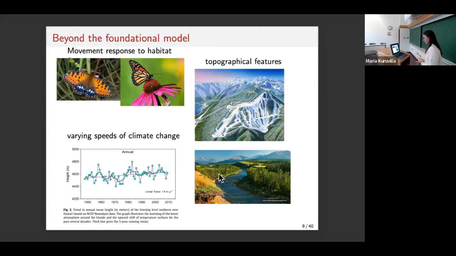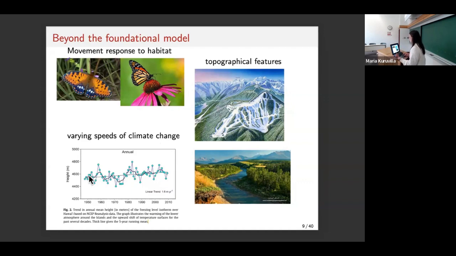Well, some of the things that I'm interested in doing today are talking about movement response to habitat. So this is a specialist butterfly and its response to its preferred habitat, meaning that it has certain flora that it prefers over others, so it will bias its movement towards its preferred habitat. This is in contrast to something like the monarch butterfly, which is a jump.